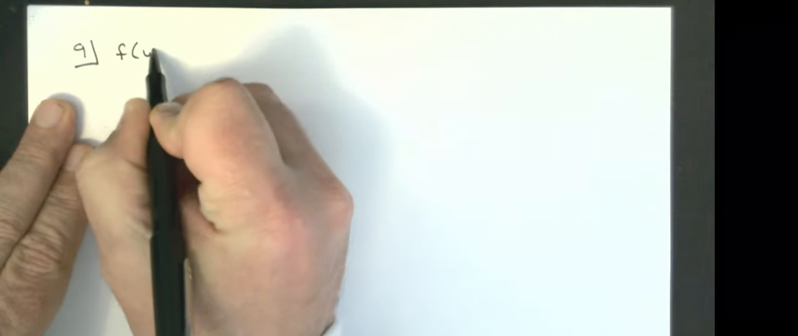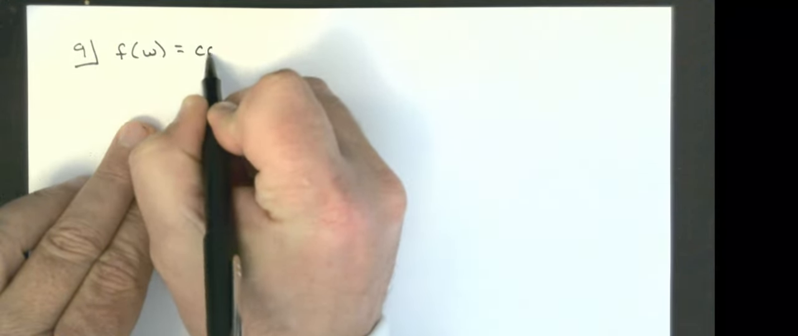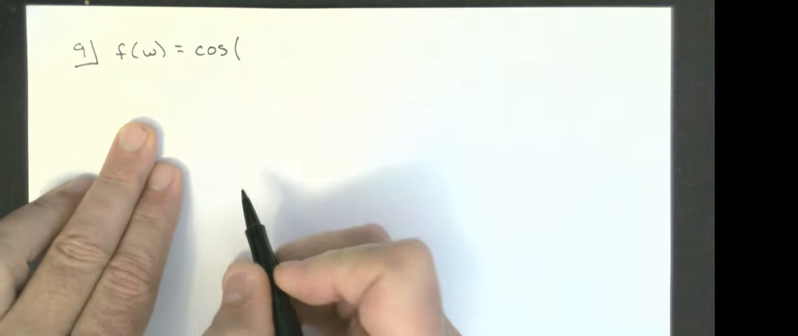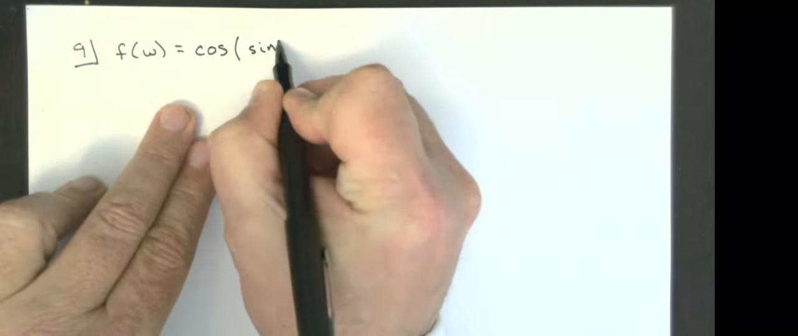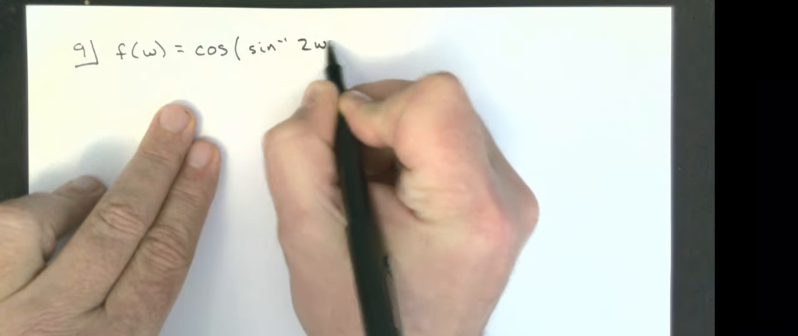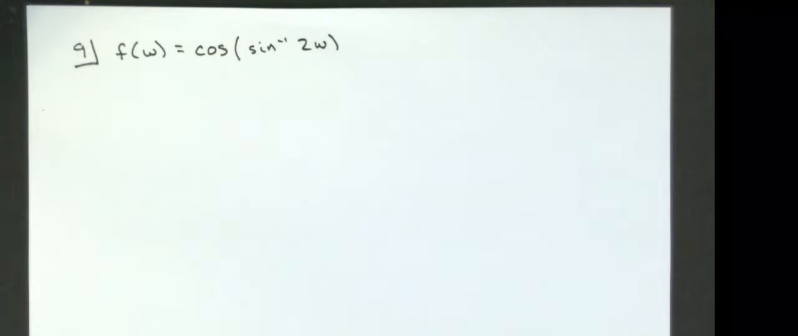It tells us f of w is equal to cosine of the inverse sine of 2w, and wants us to evaluate the derivative of the function. So the first thing I notice is I have a chain rule. I've got a couple of chain rules here.